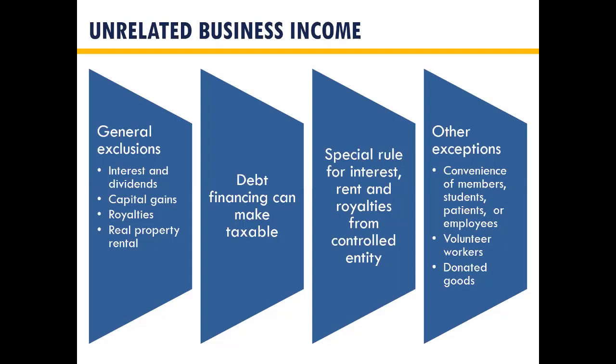And then lastly, we've got some other exceptions. And I think these are where a lot of organizations typically fall into the first category, where an item of income either falls under the general exclusions, or we meet one of these other exceptions. And these really allow you to exclude something from being treated as UBI when we've got a convenience of members exception: members, students, patients, or employees. We've got volunteer workers, or we've got donated goods.